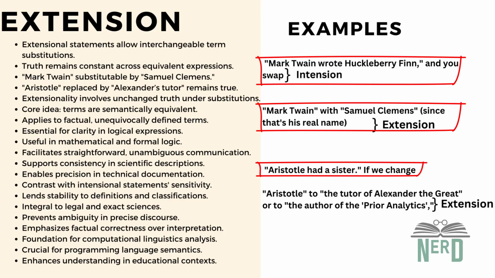Now, let's break down another statement. Aristotle had a sister. If we change Aristotle to the tutor of Alexander the Great, or to the author of the Prior Analytics, it's still the same guy we're talking about, so the statement stays true. Similarly, if we swap had a sister for had a sibling whose body was capable of producing egg cells, or had a parent who had a female child, we're just getting more technical, but the essence of the statement doesn't change. So the key with extensional statements is that they're kind of like math equations with words. You can substitute terms with their equivalents, and the outcome remains constant. This is different from intentional statements, where how you say it can change the truth of the statement. In the real world, extensional statements are clear-cut and don't leave much room for interpretation based on how things are phrased.